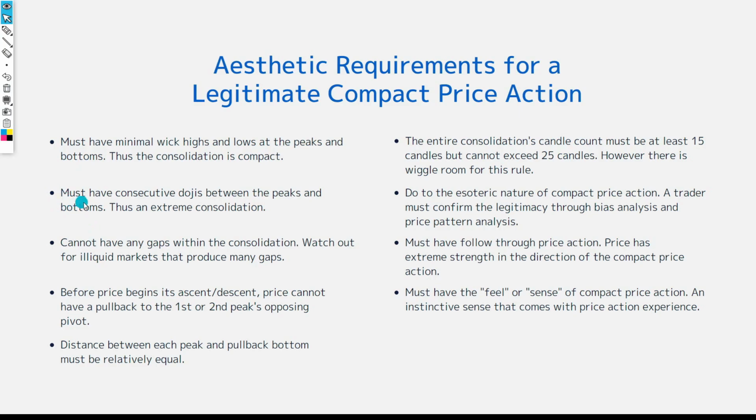Okay, so it must have consecutive dojis between the peaks and bottoms, thus an extreme consolidation. All right, so as well as the low highs on the peaks and the small lows on the pullback, we want consecutive dojis within these pullback areas, and more of this area on the way to the second peak, all the way throughout this entire compact price action. So even up to that third peak, we want consecutive consolidations.